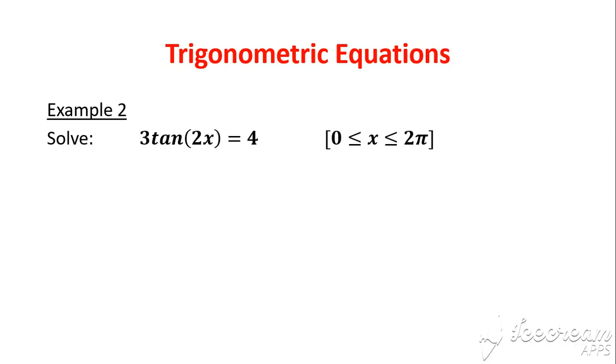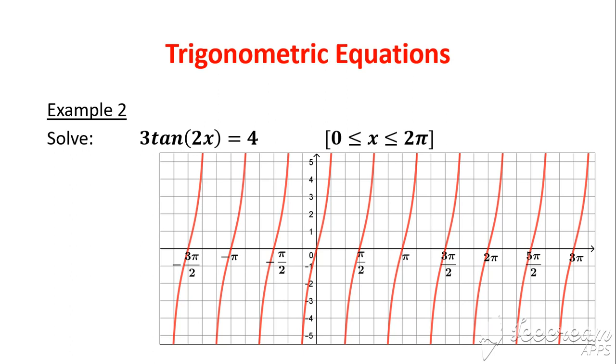Right, here's our second example. Solve 3 times tan bracket 2x is equal to 4. We're going to find all solutions between the x values of 0 and 2 pi. Right, this is our 3 tan 2x graph. The amplitude is 3, which on the tan graph, all it does is change the steepness of the graph. And we have a value of b of 2, which affects the period.